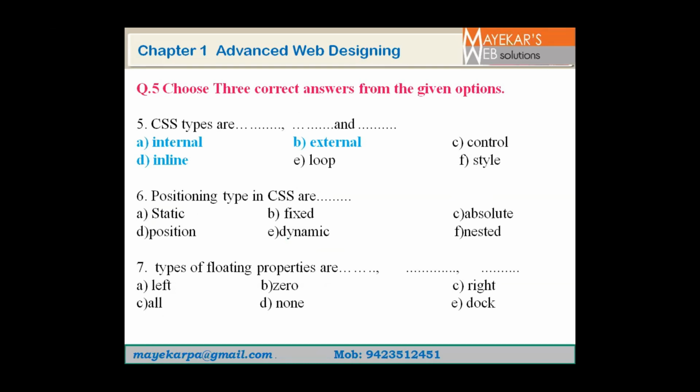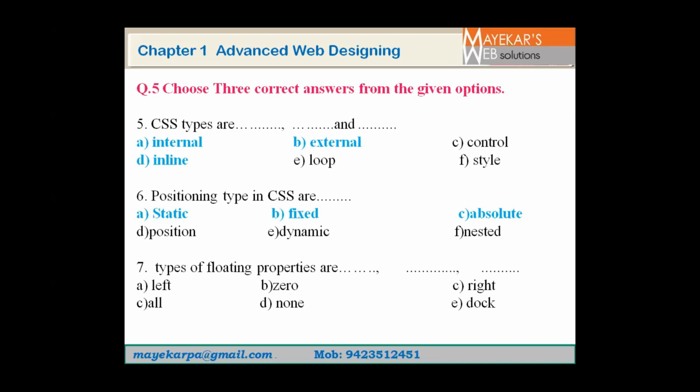Positioning types in CSS means what type of values we can use for the position attribute. We are using three values to position: static, fixed and absolute. One more value we are using is relative, but we have studied these four values, that is static, fixed and absolute. So these first three options are the right answer.